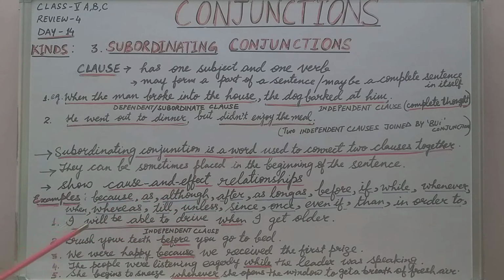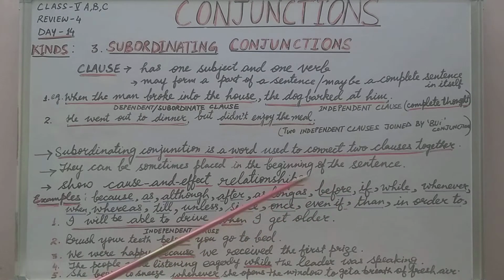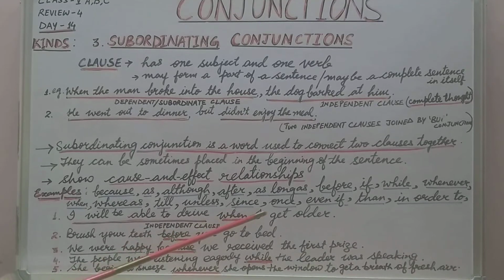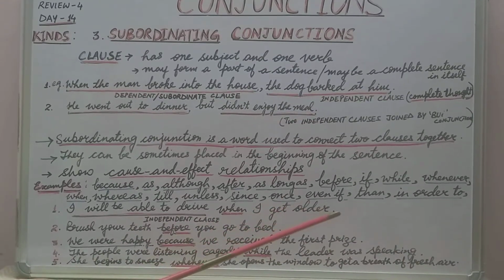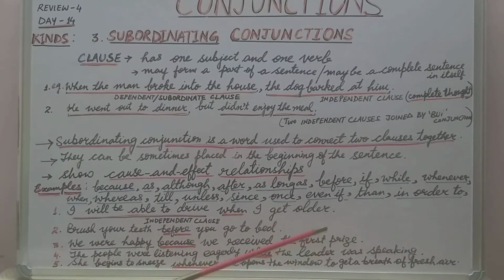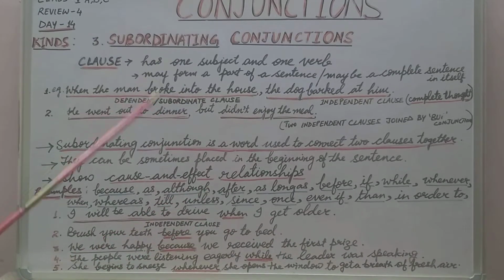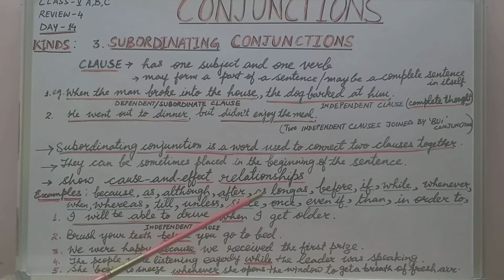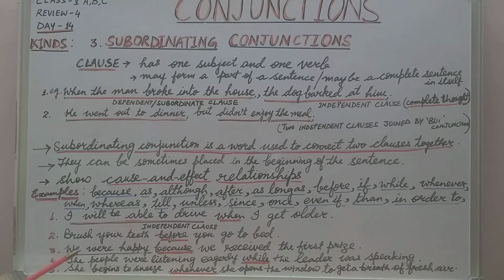Let's see the examples. Examples of subordinating conjunctions are because, as, although, after, as long as, before, if, while, whenever, when, whereas, till, unless, since, once, even if, than, in order to, and so on. These all are subordinating conjunctions. That means they join two clauses. Let's see how they are used in the sentences.